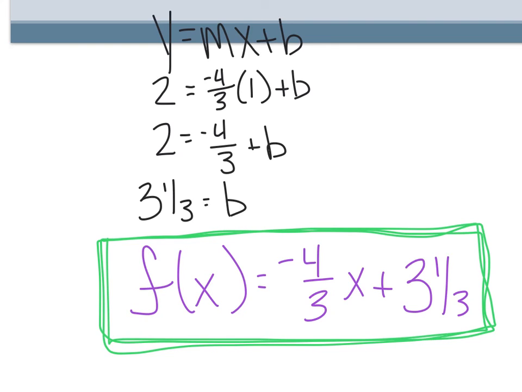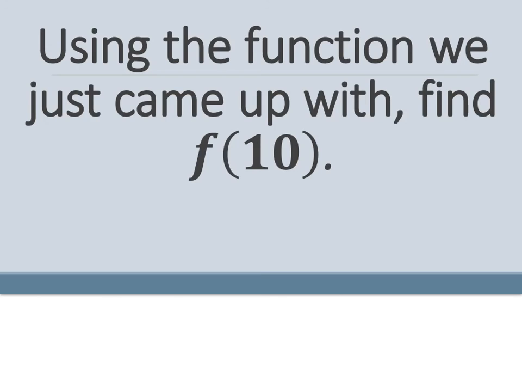plus b. So what I would like you to do from here, take this function that I just circled in green big time. Using the function we just found, I want you to figure out what f of 10 is. So remember what goes here. I want you to take that function and figure out what f of 10 is. If I plugged 10 into that function, what would my output be? Good luck.